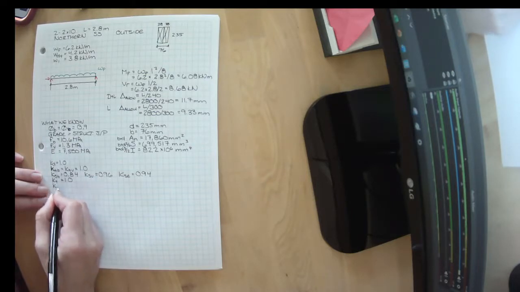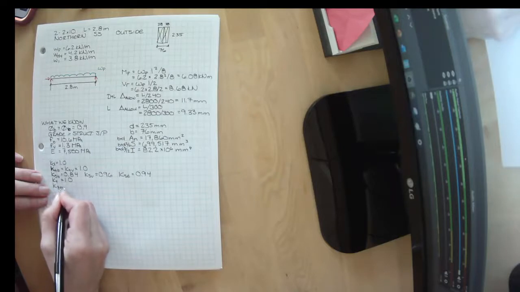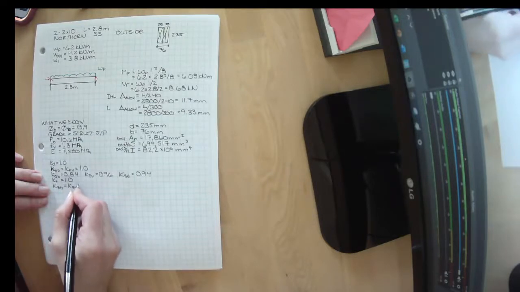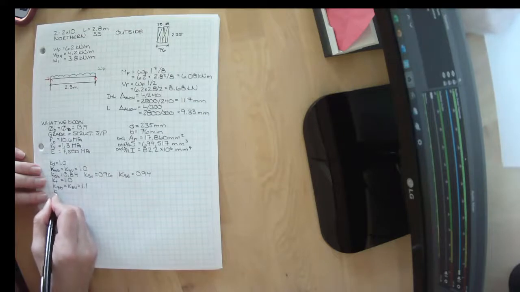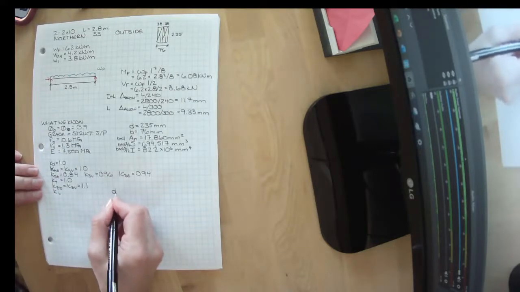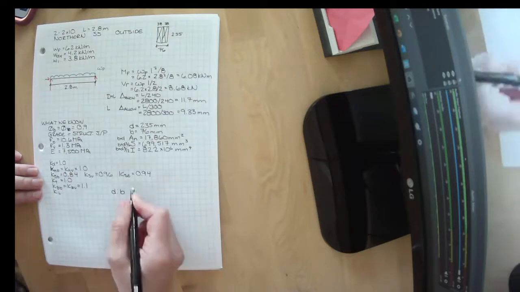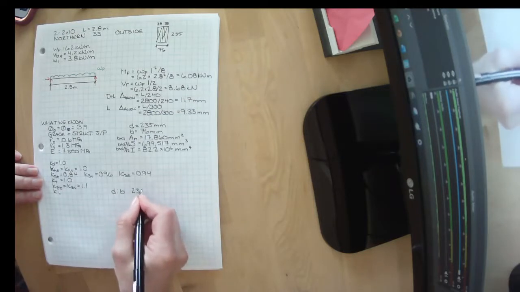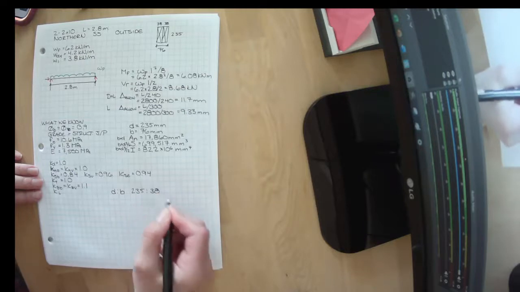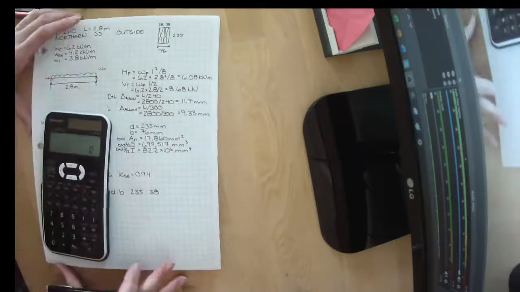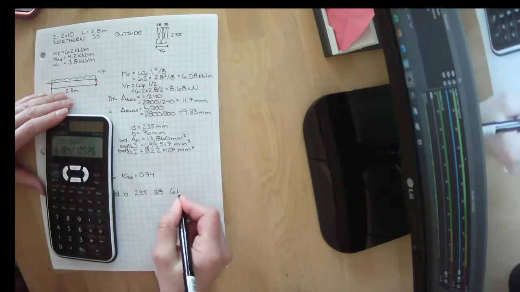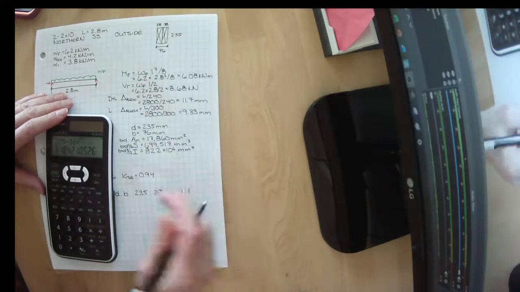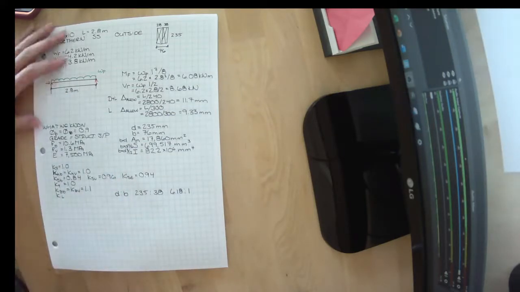Our size factor for bending and for shear was the same, and this was based on a single ply of 2x10 material. And then KL is the only one we don't know. So we need to know what our depth to width ratio is. And we have 235 to 38. We can divide both of those by 38, and we get 6.18 to 1.